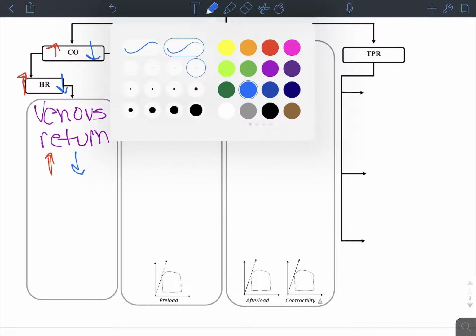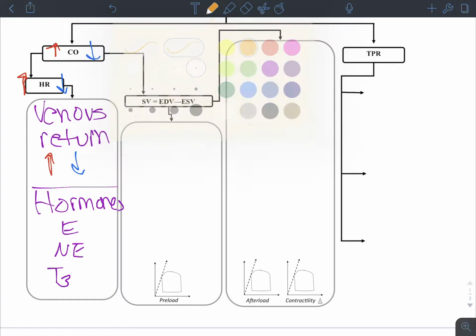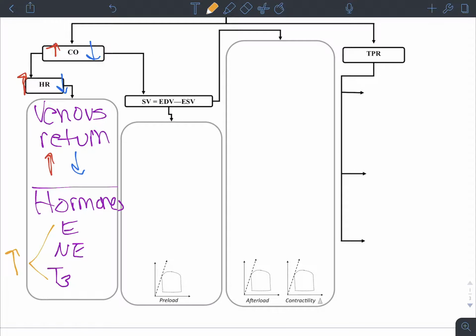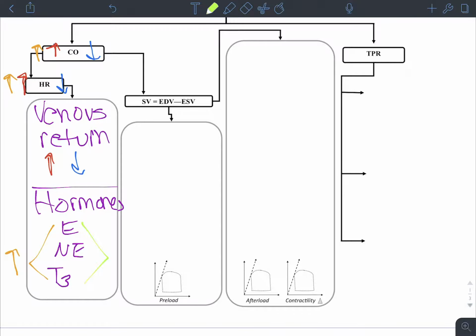All right. The last thing we have to think about for affecting heart rate are hormones. The hormones we like to think about are epinephrine, norepinephrine, and T3, T4. T3 is our active form of thyroid hormone, so I'll leave it as T3. Collectively, if we increase the production of these hormones, that will also increase heart rate, which will increase cardiac output. If we decrease these hormones, that will decrease heart rate and decrease cardiac output. And that's all we have to think about for heart rate.